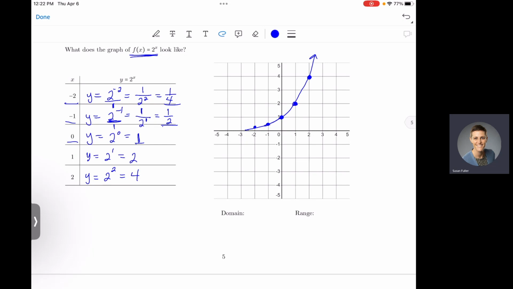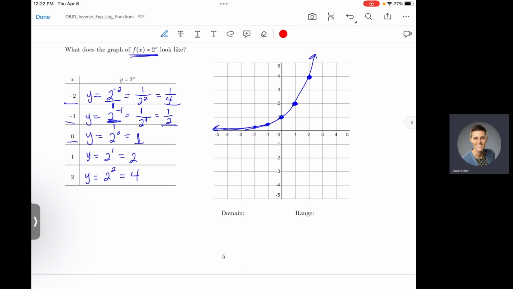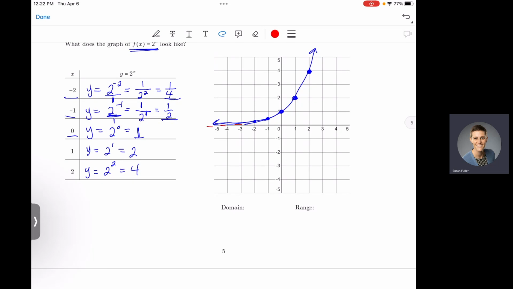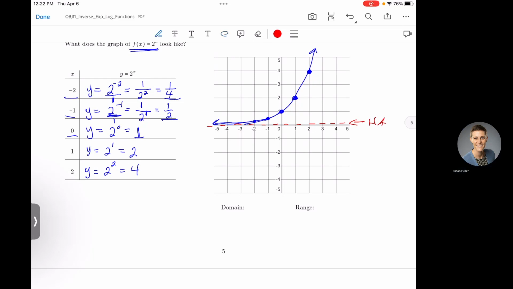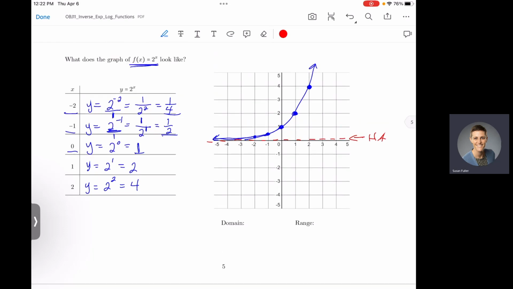And notice when we connect these, this is going to approach the x-axis over here, and there is an understood asymptote right here at y equals 0. This has a horizontal asymptote here. All right, so this is what y equals 2 to the x looks like.